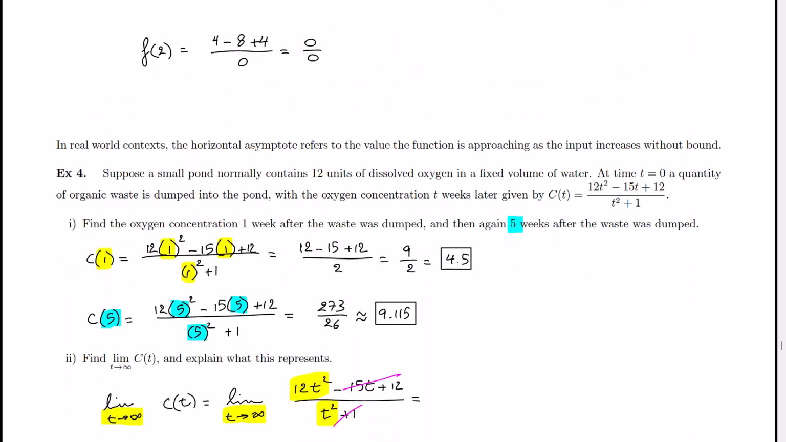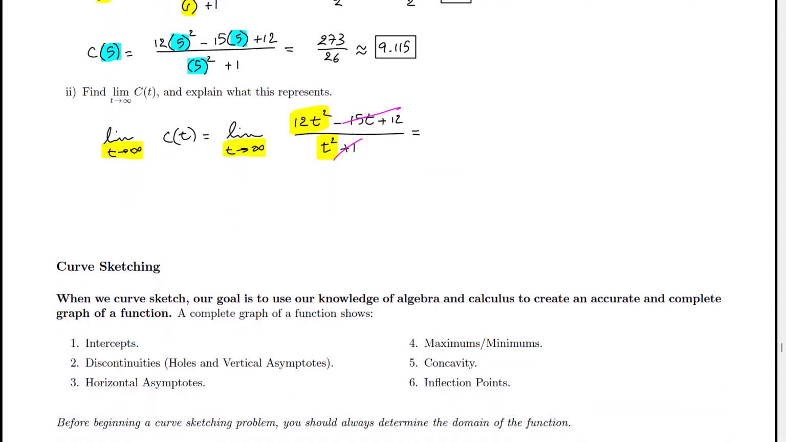So more and more weeks are passing, and we're trying to figure out what's happening with the concentration levels of oxygen in this pond. So 12t squared divided by t squared. Obviously, I can reduce it to lowest terms. I can divide out some t squares from the numerator and denominator. And when I divide them out, it's just going to be a limit with t going to infinity and simply 12. There are no more t's left over in this expression. So it's just the limit of 12, and the limit of 12, regardless of where t is approaching, is going to be equal to 12 also.